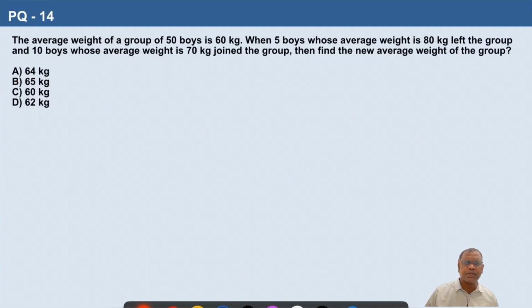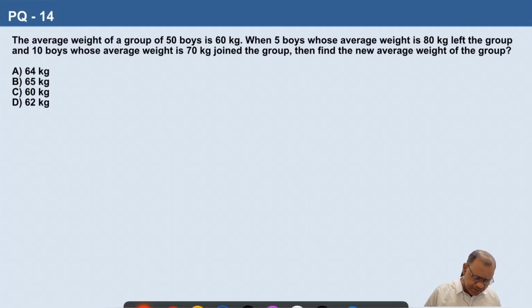Question number 14. The average weight of a group of 50 boys is 60 kg. When 5 boys whose average weight is 80 kg left the group and 10 boys whose average weight is 70 kg joined the group, then find the new average weight of the group.